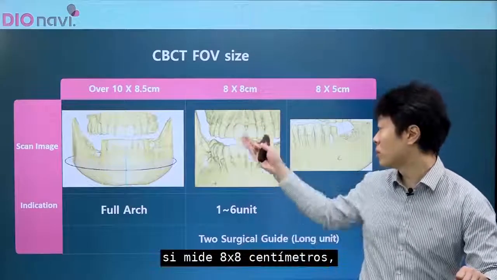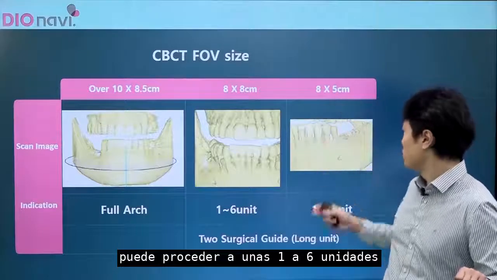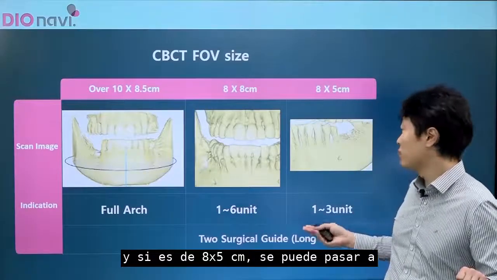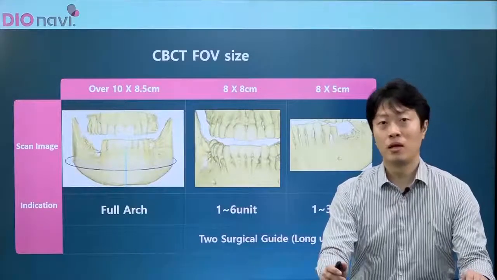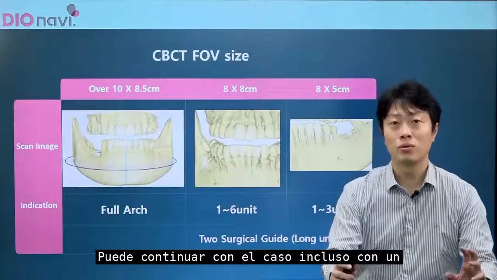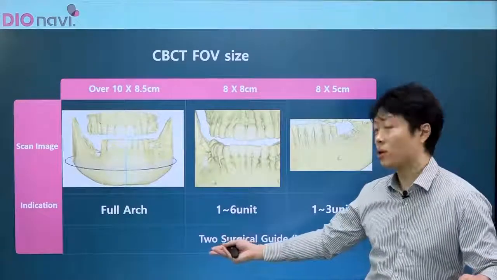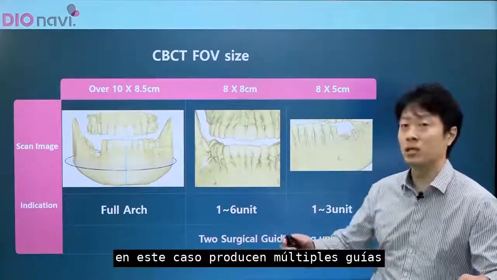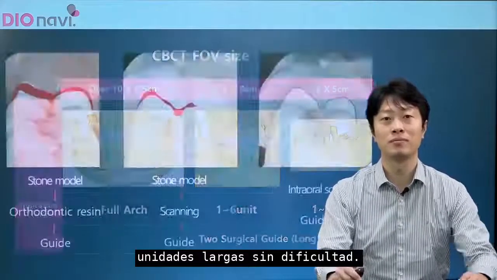If it is 8 by 8 centimeters, you can proceed to about 1 to 6 units. And if it is 8 by 5 centimeters, you can proceed to about 1 to 3 units. You can proceed with the case even with a very small FOV. In this case, produce multiple surgical guides to handle even long units without difficulty.